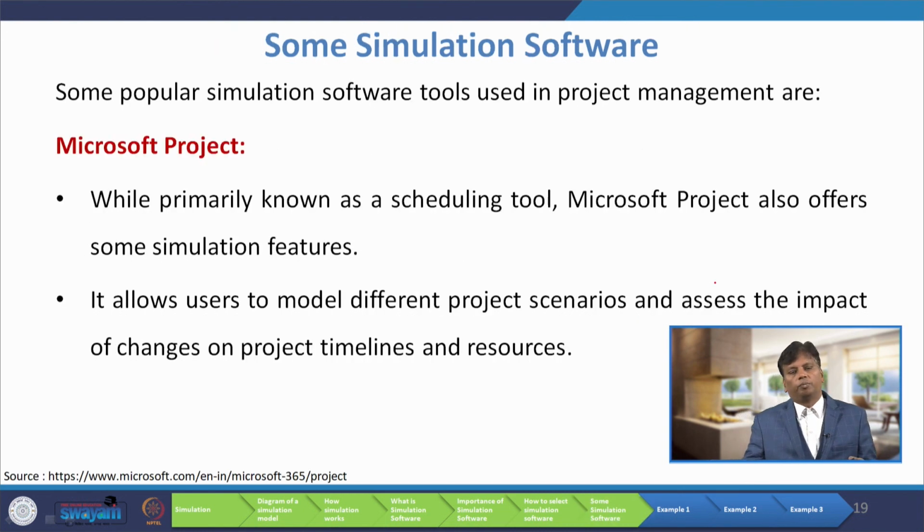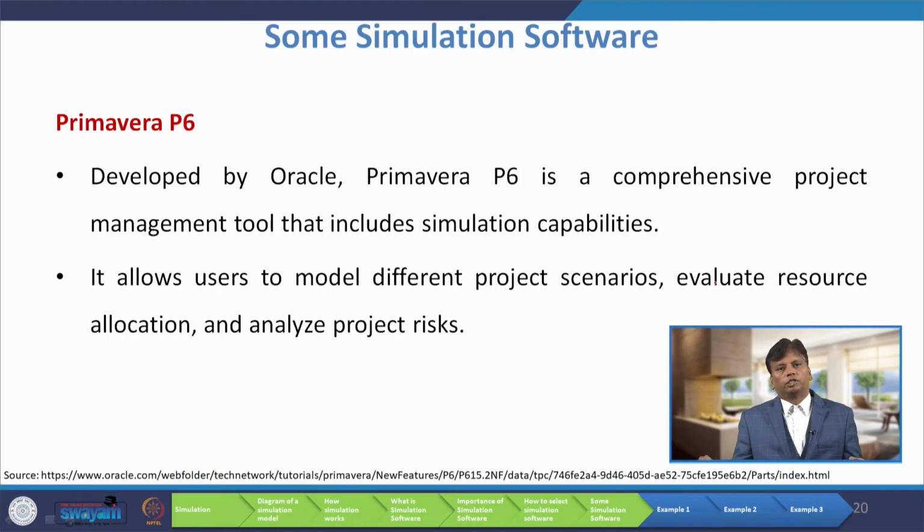Now, we will discuss some popular simulation software. One is Microsoft Project. While primarily known as a scheduling tool, Microsoft Project also offers some simulation features. It allows users to model different project scenarios and assess the impact of changes on project timelines and resources. The next software is Primavera, developed by Oracle. Primavera P6 is a comprehensive project management tool that includes simulation capabilities. It allows users to model different project scenarios, evaluate resource allocations and analyze the project risk.